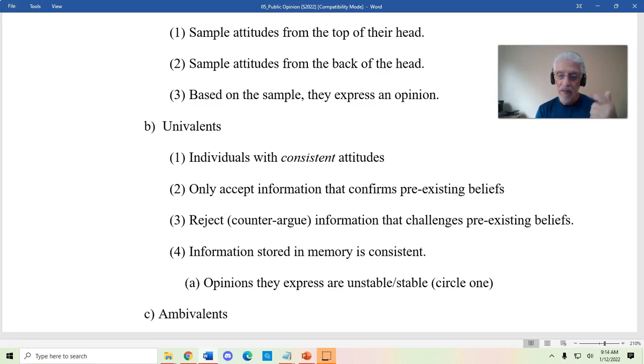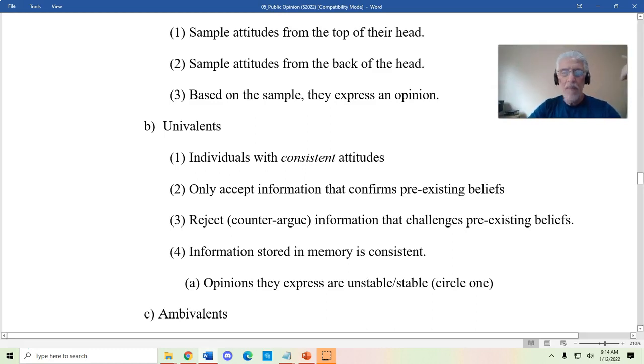And so as a result, the opinions they express, are they going to be stable or unstable? Now, you have to think back to the previous lecture video when I defined stable opinions. Will univalence express unstable or stable opinions? Well, hopefully you said stable, because that's exactly right. Univalence will express stable opinions over time because of the composition of positive and negative attitudes in their head.